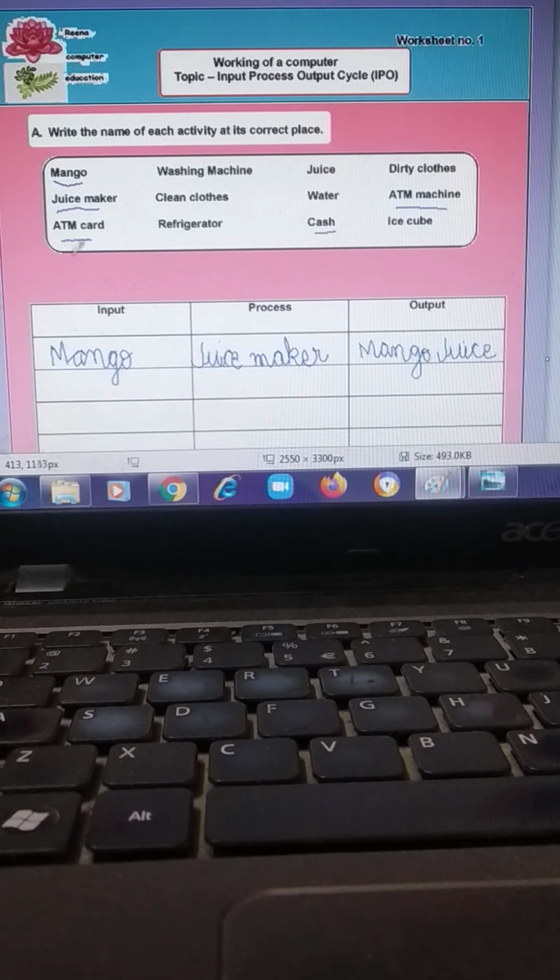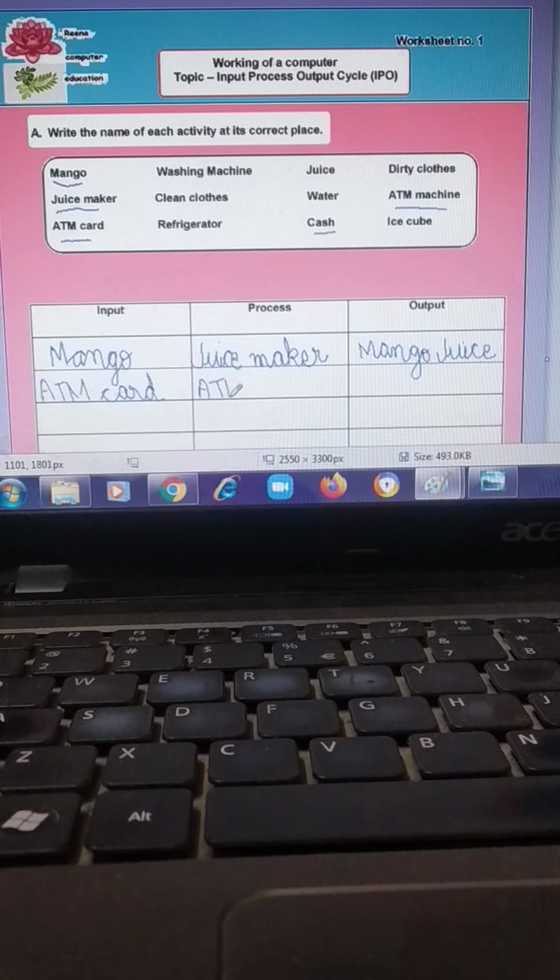So here ATM card is the input. So we will write this ATM card in the input column. So let us write here ATM card. So here we put this ATM card in the ATM machine. So this ATM machine is the processing device that will help us in getting the cash.